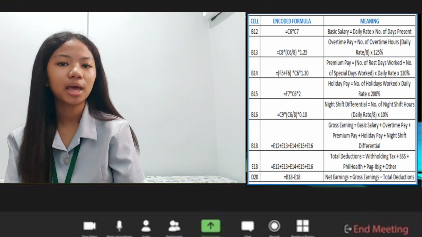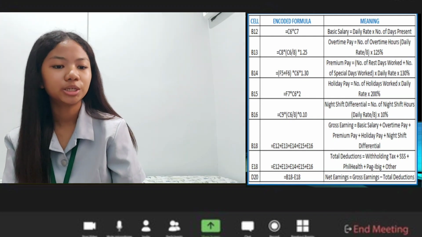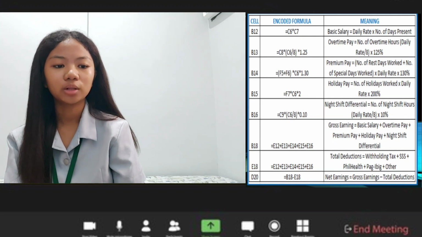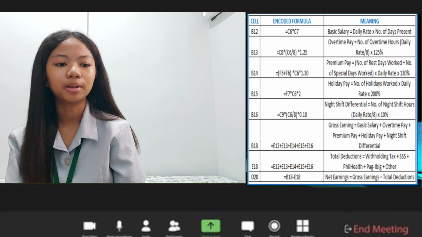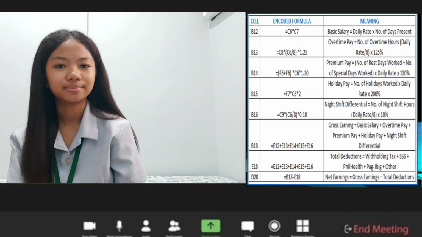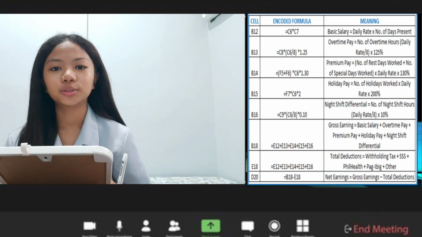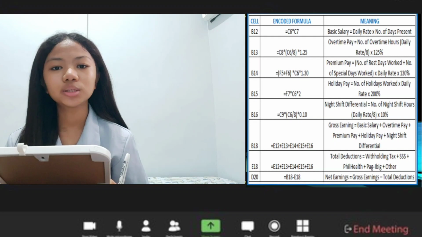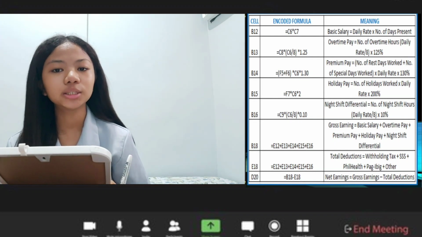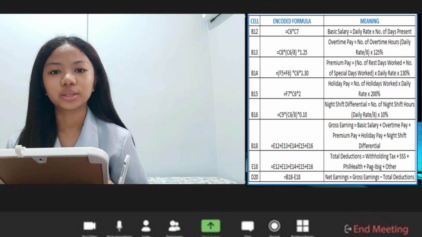Again, if you are using MS Excel, you need to encode the following formula, which is equal sign E12 plus E13 plus E14 plus E15 plus E16. So maybe you are wondering if the net earnings and gross earnings is the same. The answer is no, because the net earnings is equal to gross earnings minus the total deductions.